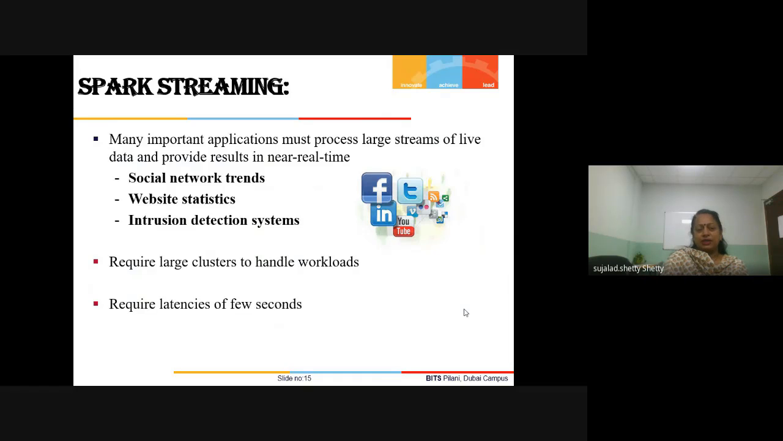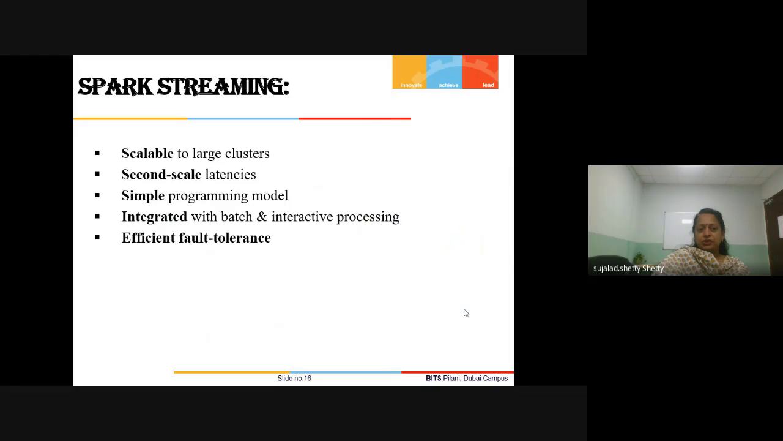In applications such as social media trends, website statistics, and intrusion detection software, we would require Spark streaming. You can see the benefit of Spark streaming. It is scalable, in the same way as before, you can divide it across a large number of clusters. It is simple programming. Spark can use languages like Python or Scala, which are easy to program, and Scala is built specifically to work with Spark.